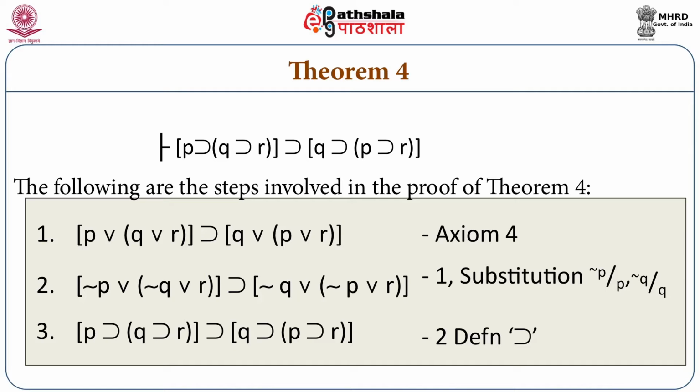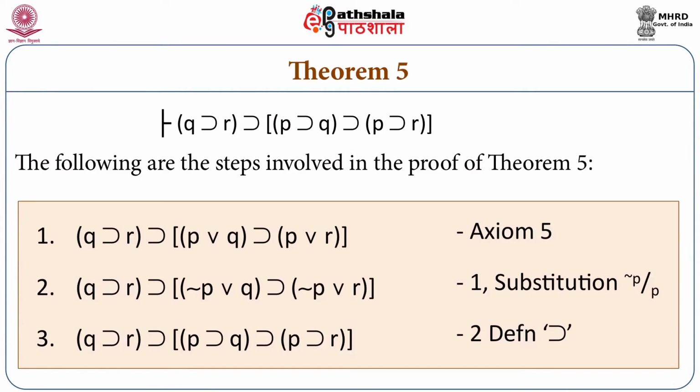Now we can apply the rule of uniform substitution. If we replace every occurrence of Q by not Q and P by not P, just like we did in our theorem number 3, what we have is this: not P or not Q or R, the whole thing implies not Q or not P or R. Now if we replace this use of the disjunctive connective by its logically equivalent truth functional connective implication, then we will get our desired formula, which is the theorem: P implies Q implies R, together implies Q implies P implies R.